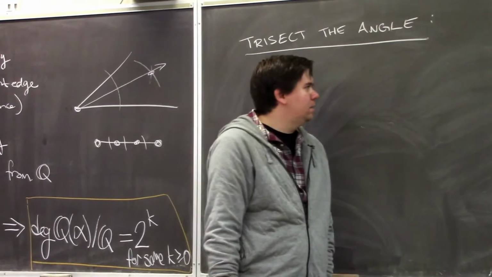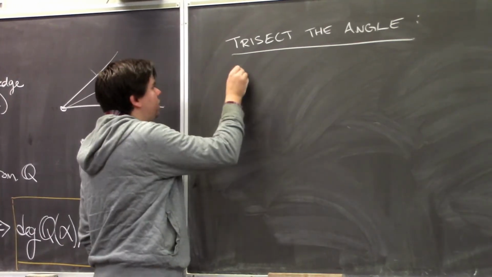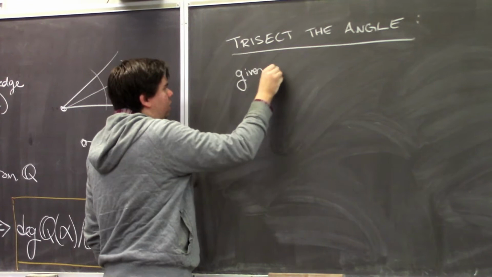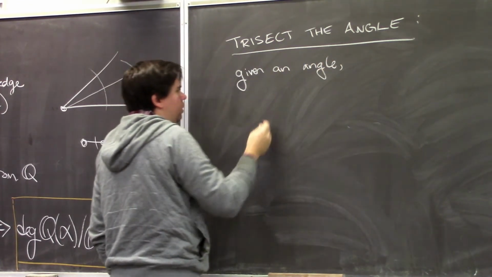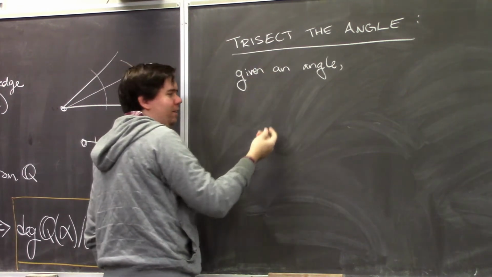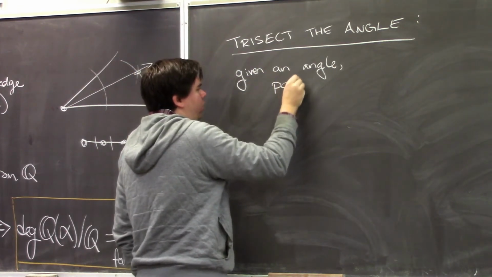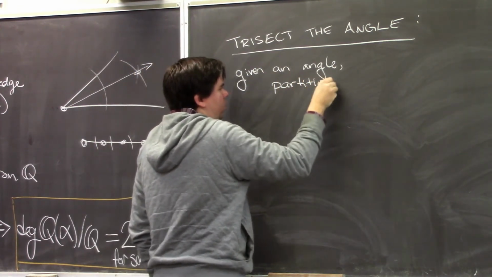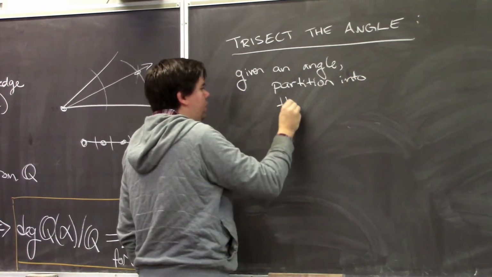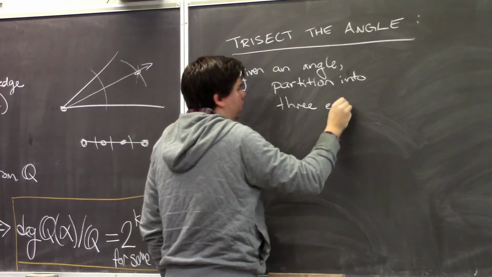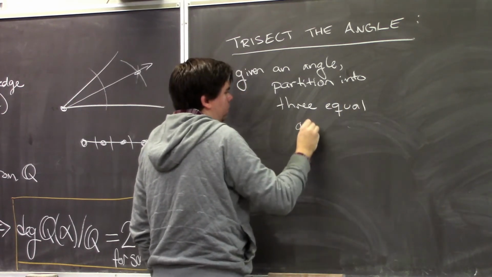Well, how are we going to get our hands on this? So the problem is: given an angle, you trisect it. You want to partition it into 3 equal angles.